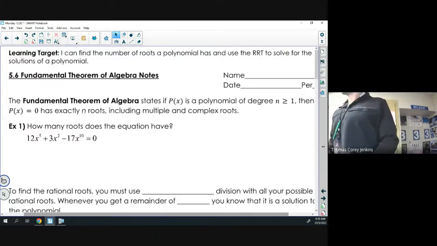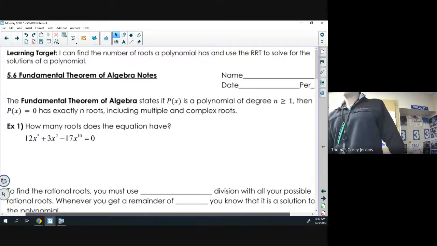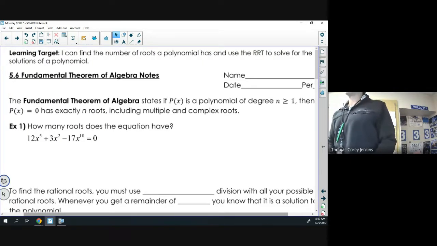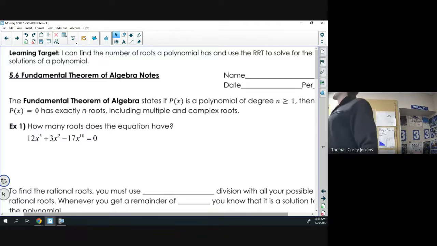Honestly, we don't really use that much in this, but you could use the rational root theorem. More so, we use synthetic division to help ourselves find all the solutions. And remember the types of solutions we could have. The easiest are integer solutions. Those can easily be found on the graphing calculator.